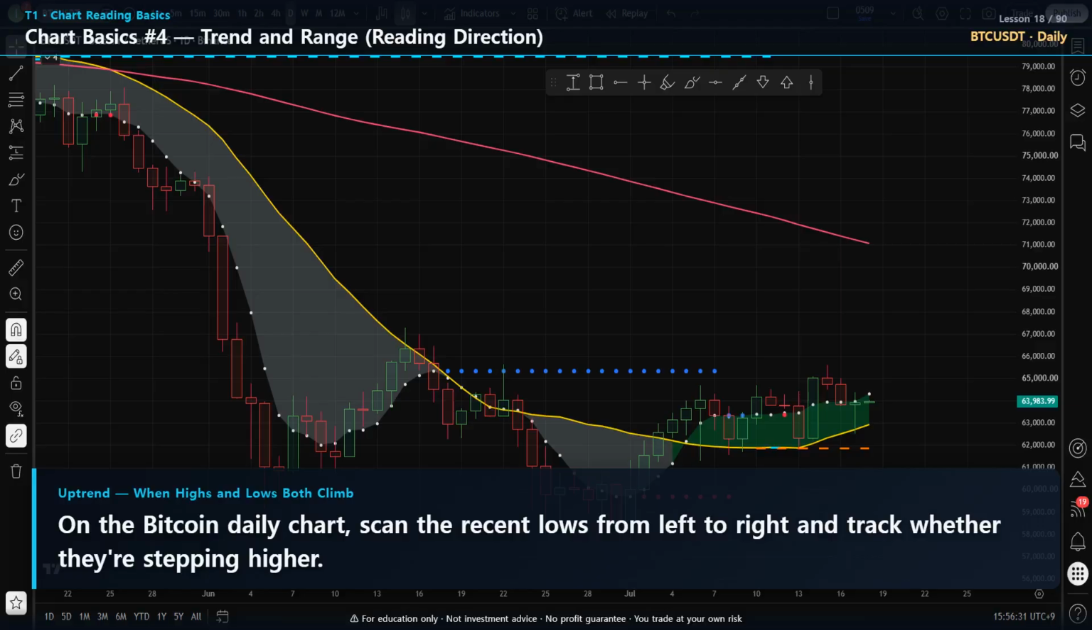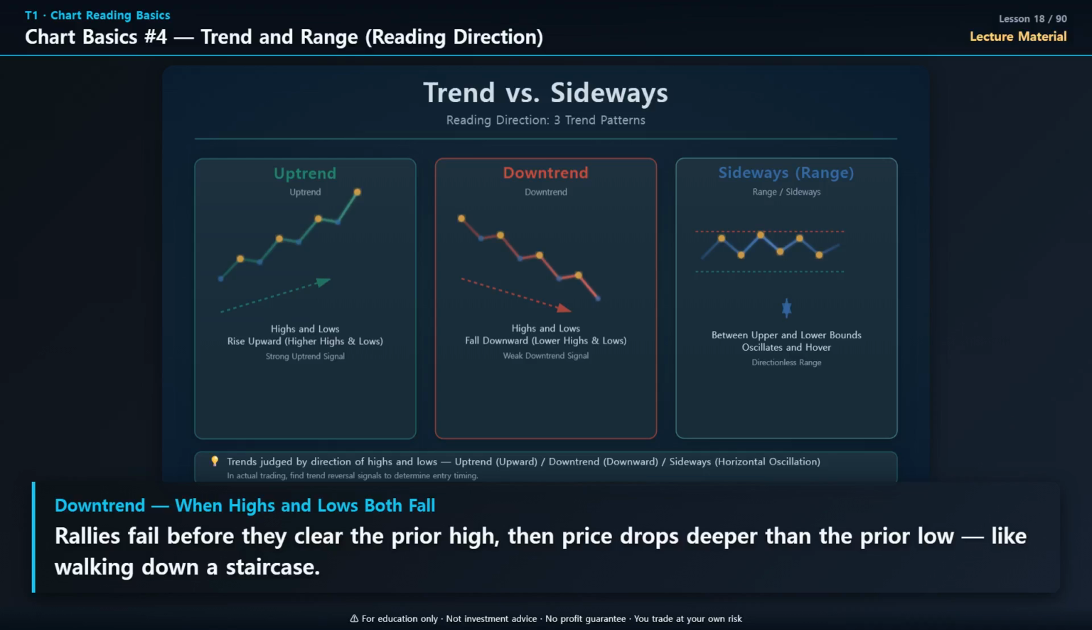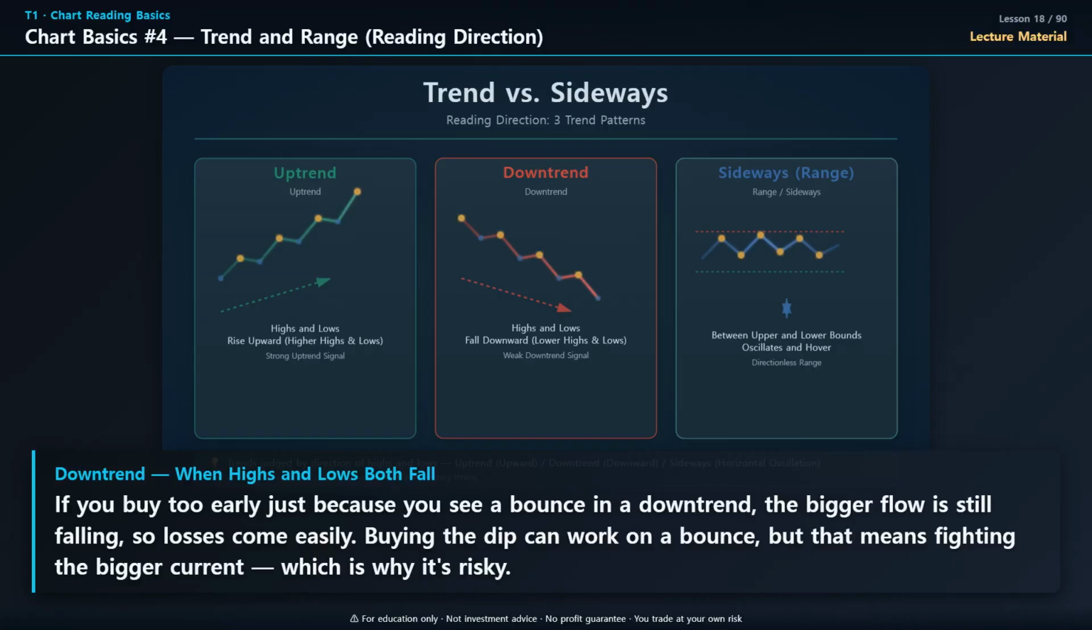On the Bitcoin daily chart, scan the recent lows from left to right and track whether they're stepping higher. A downtrend is when both highs and lows keep falling. That's lower highs, lower lows. Rallies fail before they clear the prior high, then price drops deeper than the prior low, like walking down a staircase. If you buy too early just because you see a bounce in a downtrend, the bigger flow is still falling, so losses come easily. Buying the dip can work on a bounce, but that means fighting the bigger current, which is why it's risky.